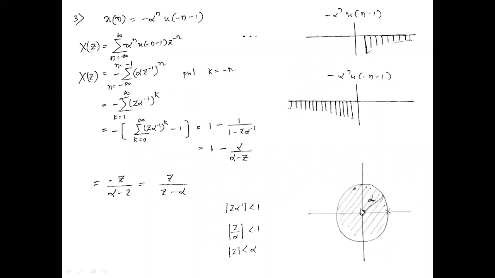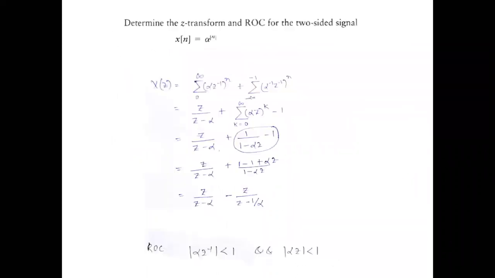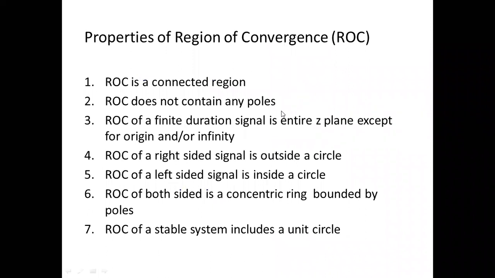So the second property of ROC, I think we are all now convinced. ROC does not contain any poles. ROC is a connected region. The third one: ROC of a finite duration signal is entire z plane except for origin or infinity.